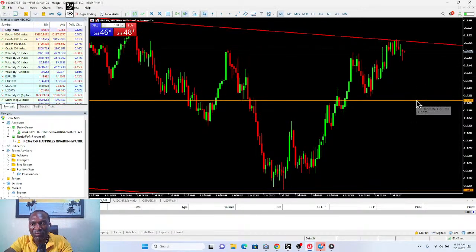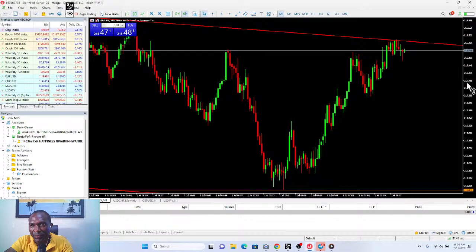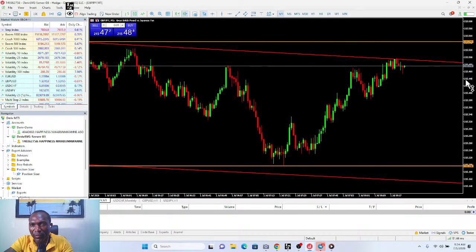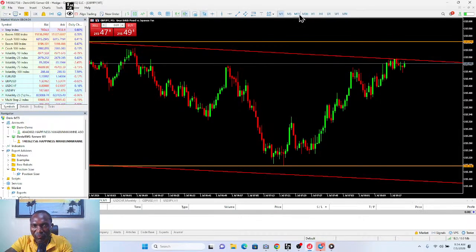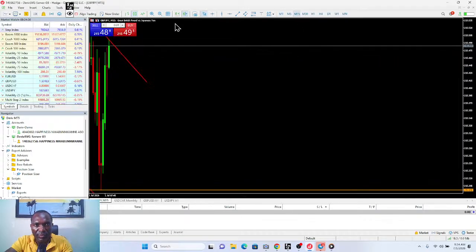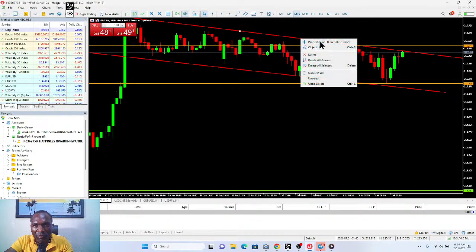So let me remove this first. This is where we are looking at. We don't trade with trend lines, so that doesn't bring confusion. Go straight to 15 minutes. I want to remove the trend line because I trade without trend lines.